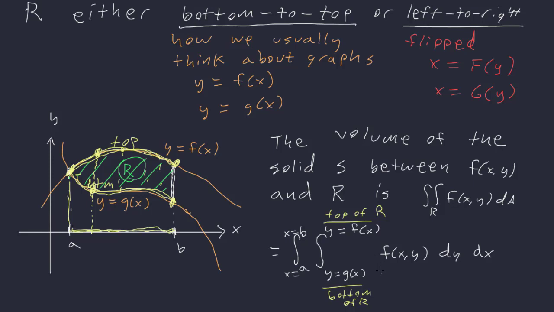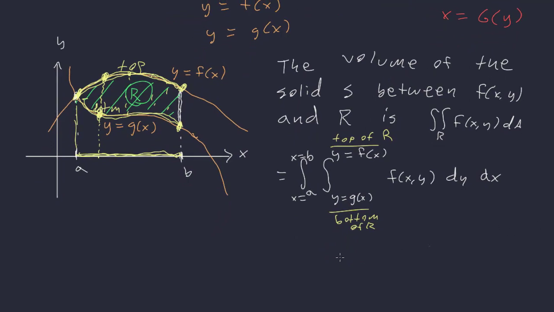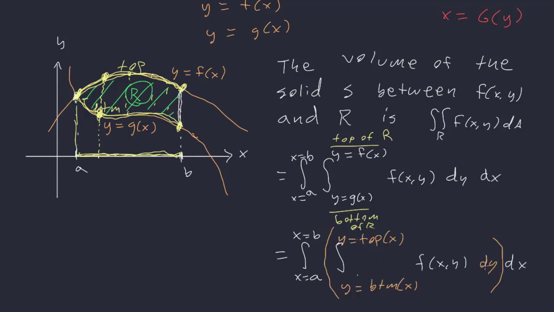I will often write this as the integral from x going from a to b, and y going from the bottom function of x to the top function of x, dy dx. Here I just switched the colors out. We want the y integral on the inside. Whenever we do this, we always want the outer integral to go from constant to constant. That has to happen. So the outer integral always goes from constant to constant.